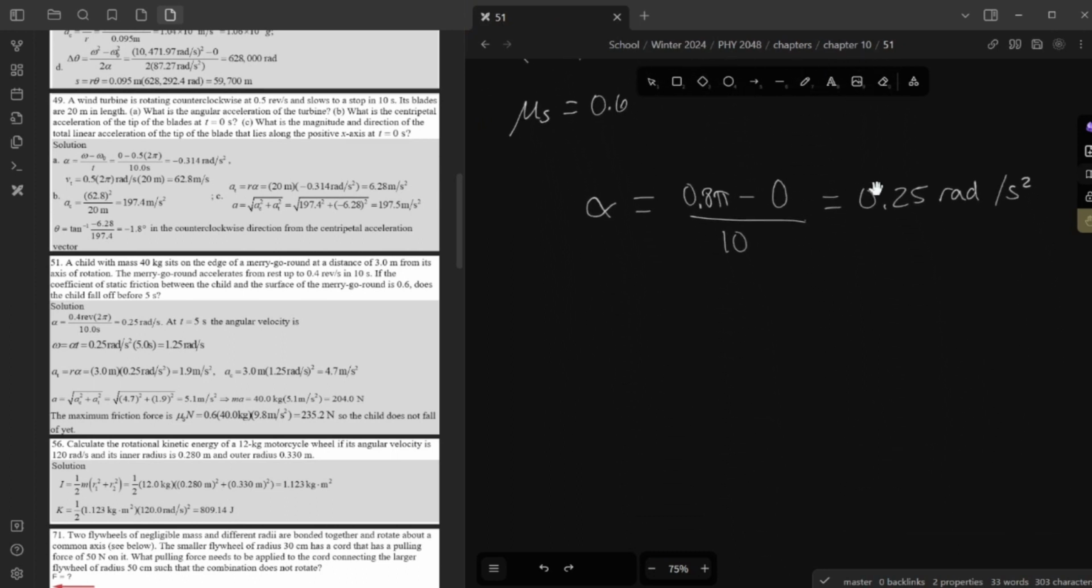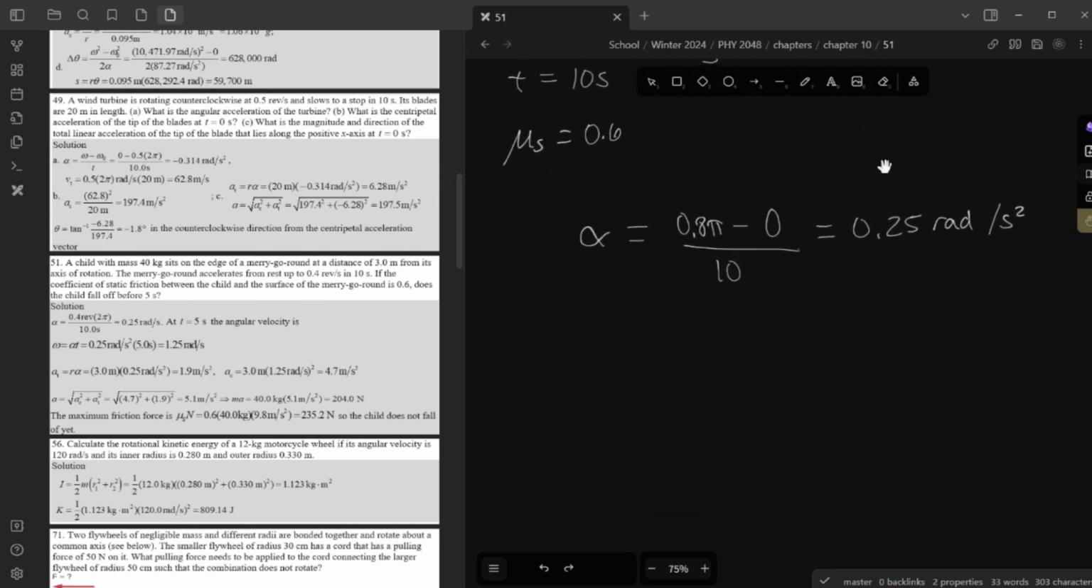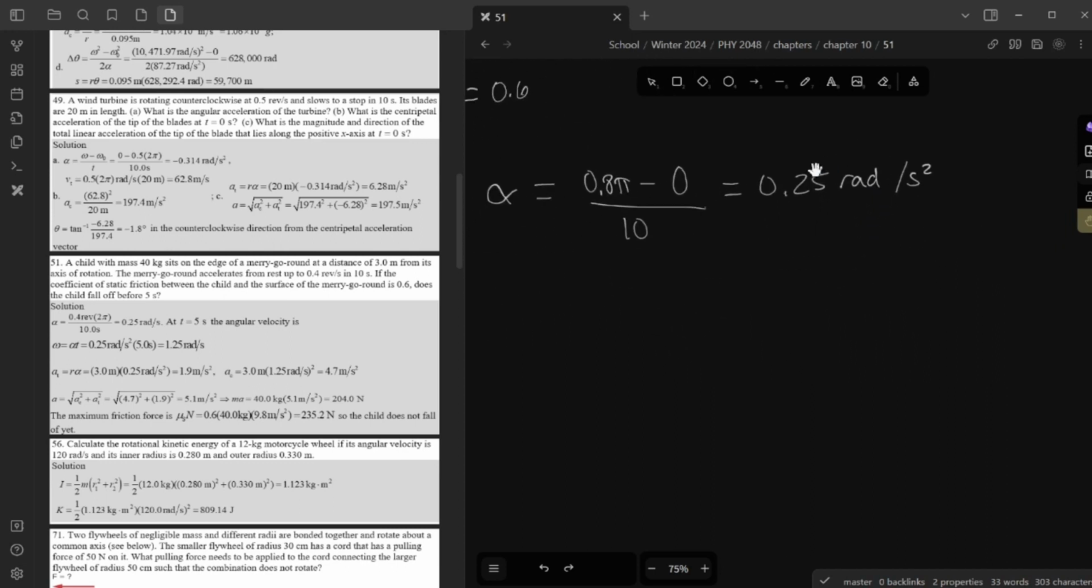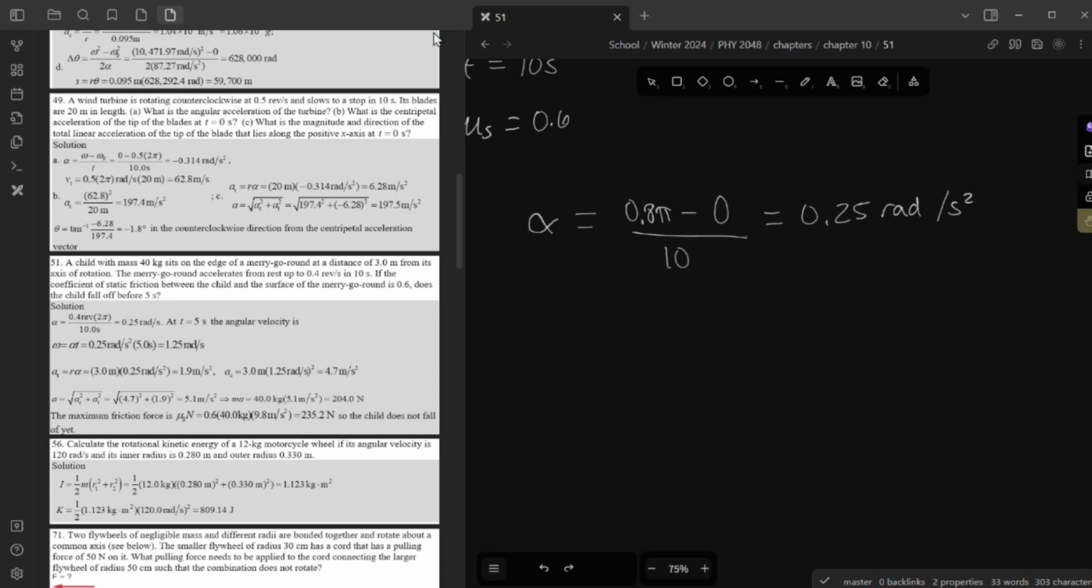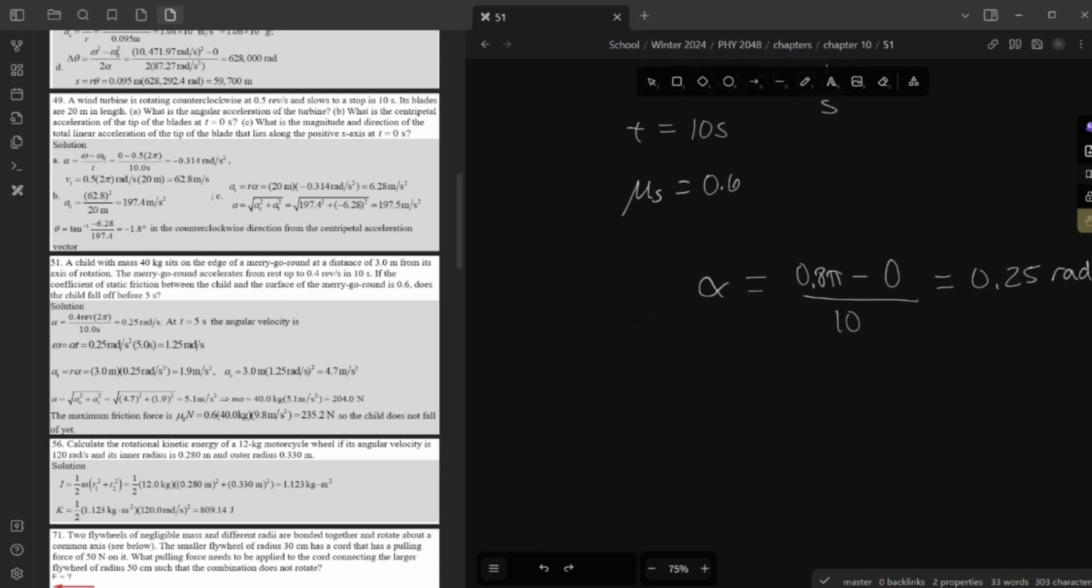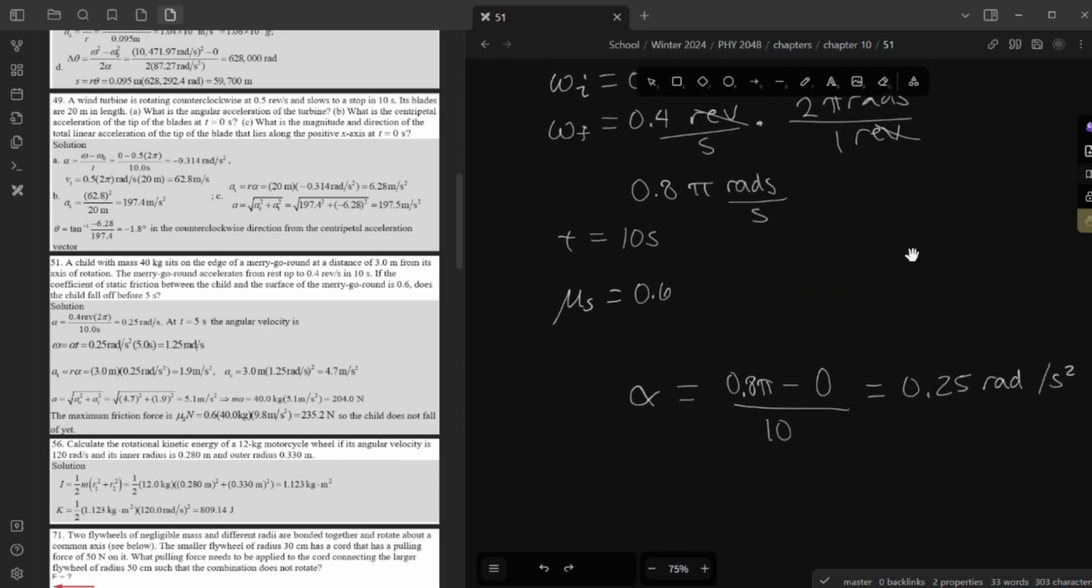And the whole idea of this question is to find out what the total translational acceleration is, and then you can use the F equals ma equation with that acceleration and the mass of the child to find out what that force would be. But we need to use that specific time. So we had to find this alpha first, and then we can apply it with that specific time and find out what our omega would be. So let's go ahead and do that.